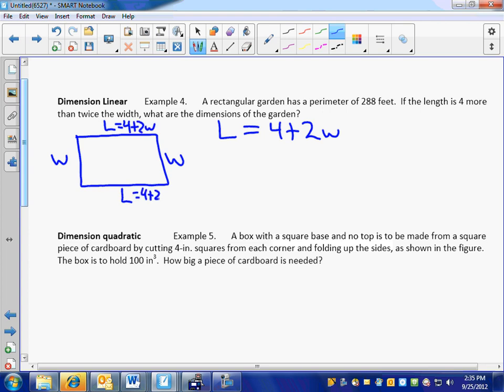length is 4 plus 2w. Now I have one expression that just has all w's. And so if I add up all those sides, w plus 4 plus 2w plus w plus 4 plus 2w is going to be equal to 288.